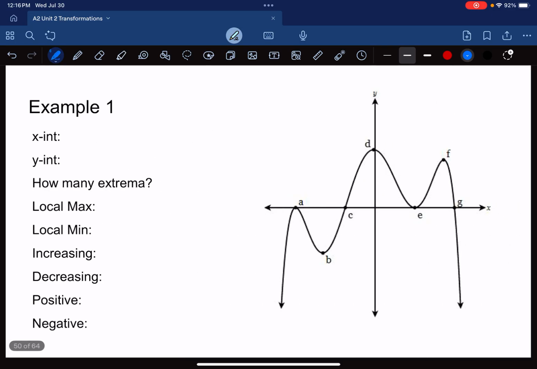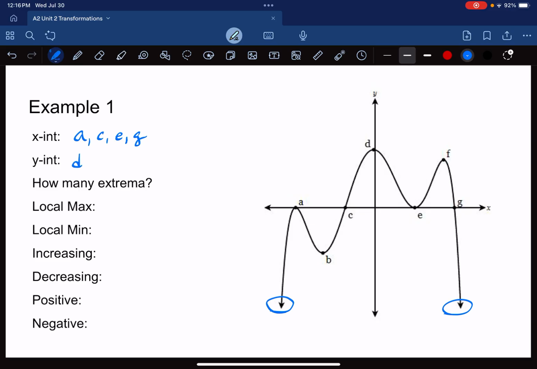So here's example 1. So just like I said, see how the ends of the graph go to negative infinity? Well, the section of the graph we're concerned about is the section between those two, with all these labeled points. Okay, so what points on that particular graph are the x-intercepts? Well, it looks like it crosses 4 times. So we've got an A, a C, an E, and a G. Okay, those are the x-intercepts. What's the y-intercept? Well, it crosses the y-axis at D.